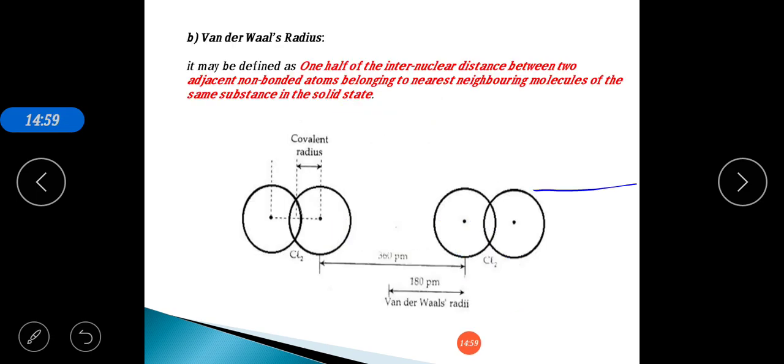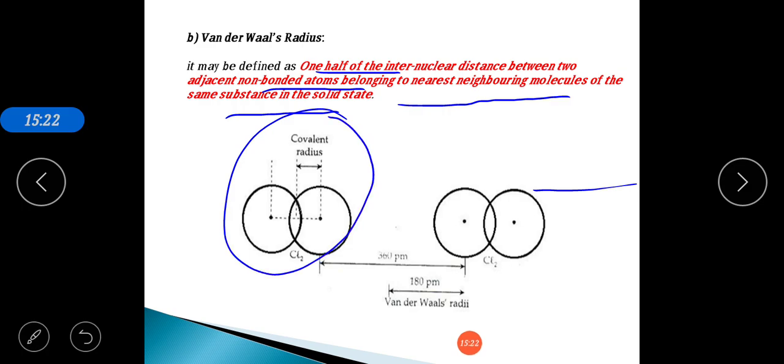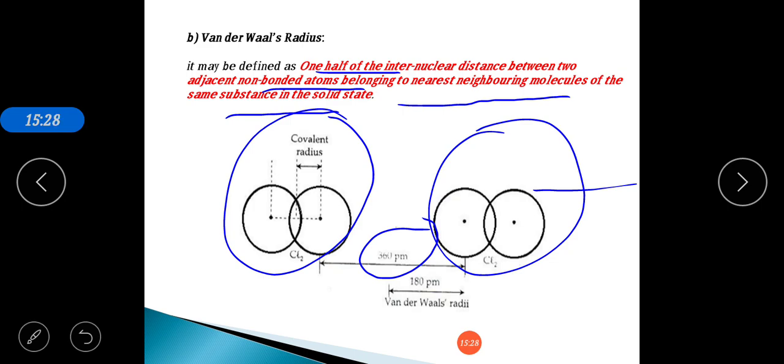Van der Waals radius. It may be defined as one half of the internuclear distance between two adjacent non-bonded atoms belonging to the nearest neighboring molecules of the same substance in the solid. You can see this is a chlorine molecule, this is another chlorine molecule, this is the van der Waals distance, that is 360 picometers, and half of this is 180 picometers, the van der Waals radius.